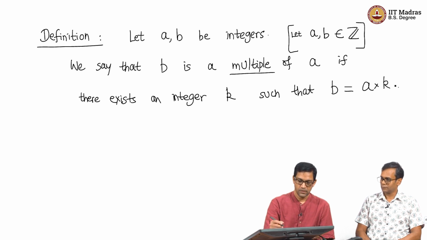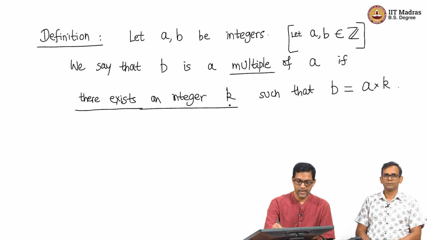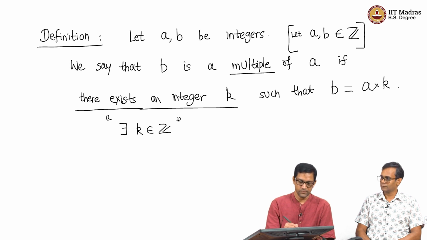Okay. Now again, here as you've seen before, we want shorthands, and there exists an integer k. This sentence can be abbreviated to there exists, so that's a symbol for there exists, k in Z. Okay. So we could abbreviate it like that. So we say b is a multiple of a if there exists k belonging to Z such that b is a times k. Okay. So this is what multiple means.